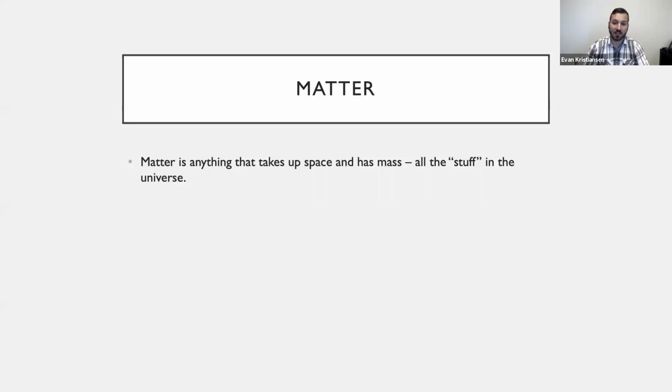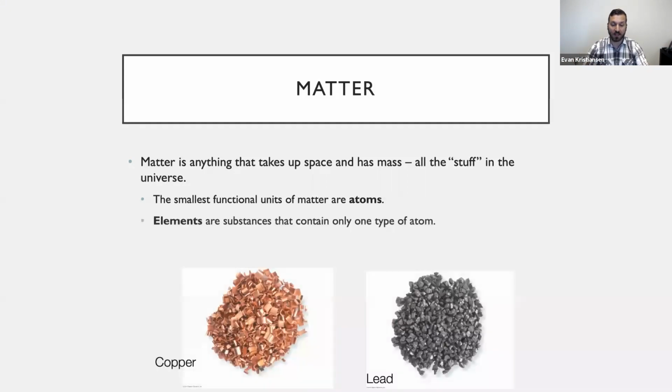Okay, so matter is anything that takes up space and has mass. It's all of the stuff in the universe. Now, there are some exceptions to this, antimatter, dark matter, etc. But for our purposes, everything that we are going to be studying is made of matter. And that is composed of atoms. So atoms compose matter. And atoms themselves, when they are studied individually, are elements. So elements are these substances that contain only one type of atom.